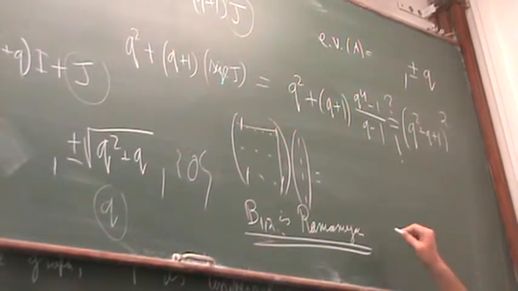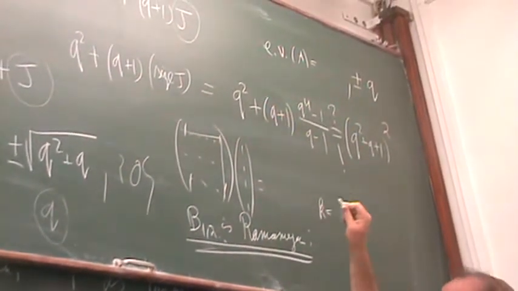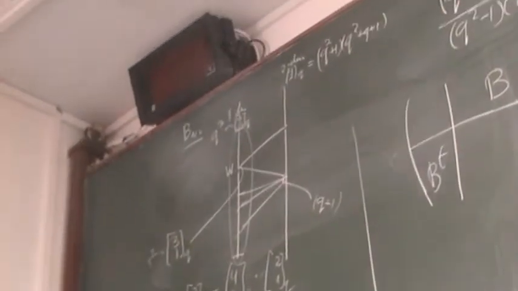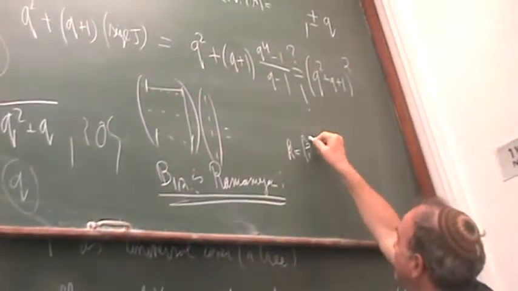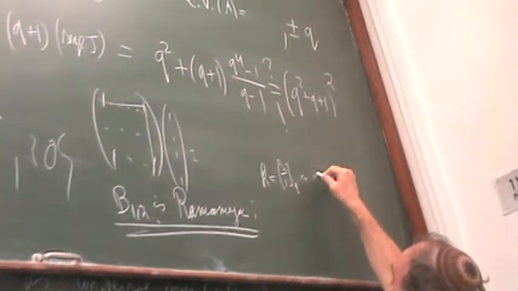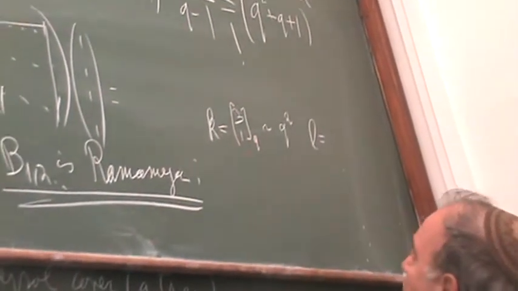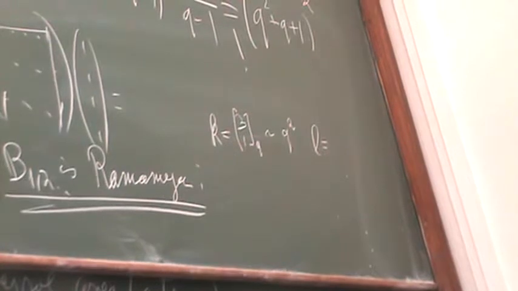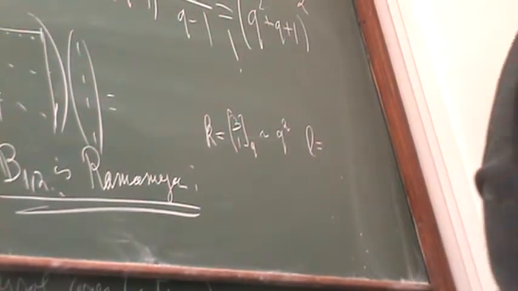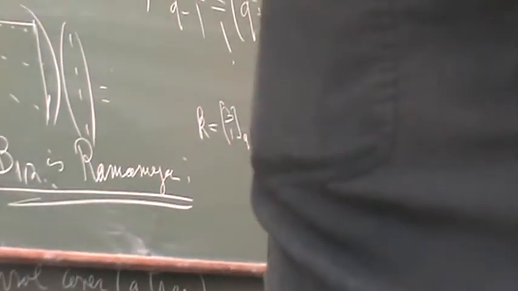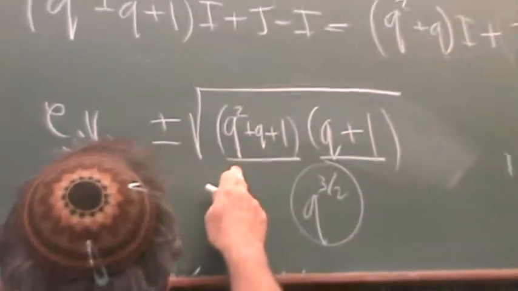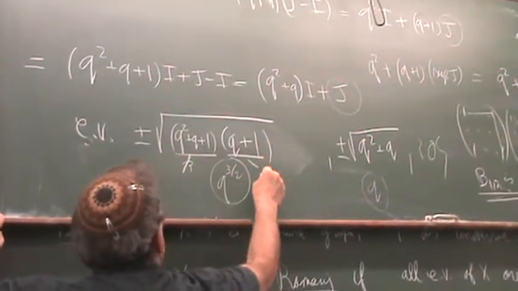Why is this Ramanujan? Let's recall, what was K in this case? It's still written there, I hope. It was like q cubed, approximately, and n was q squared. And k, n, and l are written there. The eigenvalues are plus or minus the square root of k times l. Here they are. So this is k and this is l, right?